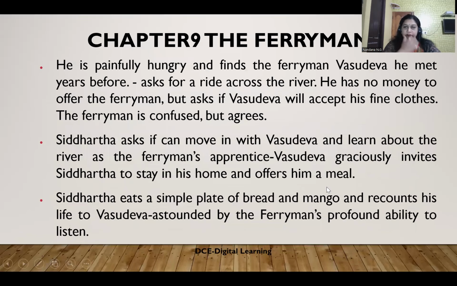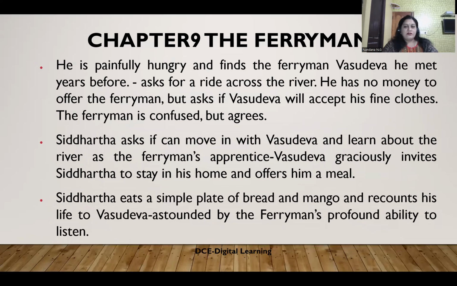Chapter 9 is titled The Ferryman. Siddhartha is painfully hungry and he finds the ferryman Vasudeva he met years ago. He asks for a ride across the river. He has no money to offer the ferryman. Remember this? Those many years ago, when the ferryman had left Siddhartha at the banks of the river, at that point also, our Siddhartha did not have money to pay him. It is as if a sense of deja vu here can be seen.